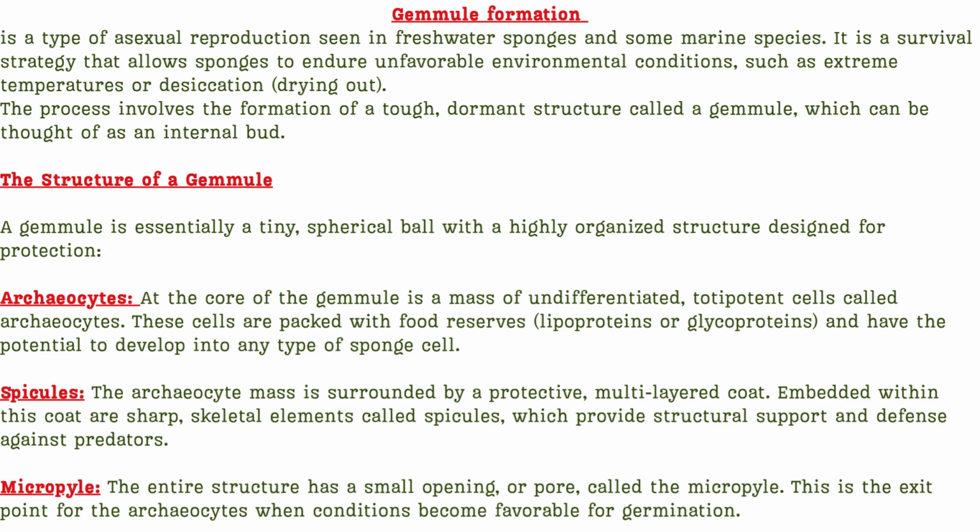The spicules. The archaeocyte mass is surrounded by a protective multilayered coat. Embedded within this coat are sharp skeletal elements called spicules, which provide structural support and defense against predators. Now, the micropyle. The entire structure has a small opening or pore called the micropyle. This is the exit point for the archaeocytes when conditions become favorable for the organism.